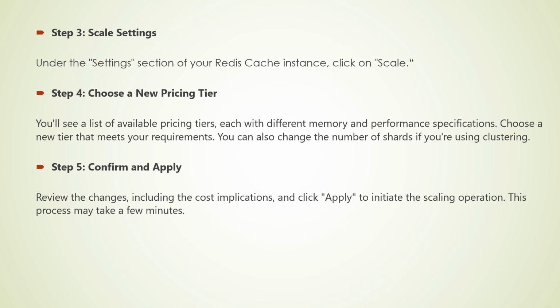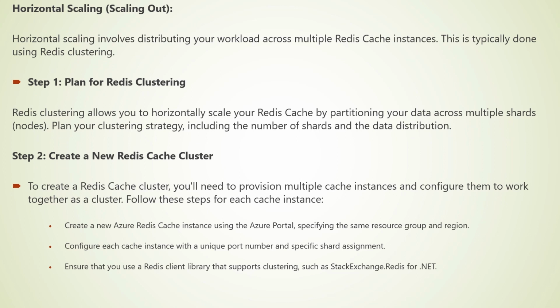Review the changes, including the cost implications, and click Apply to initiate the scaling operation. This process may take a few minutes. Horizontal scaling, scaling out. Horizontal scaling involves distributing your workload across multiple Redis cache instances. This is typically done using Redis clustering.